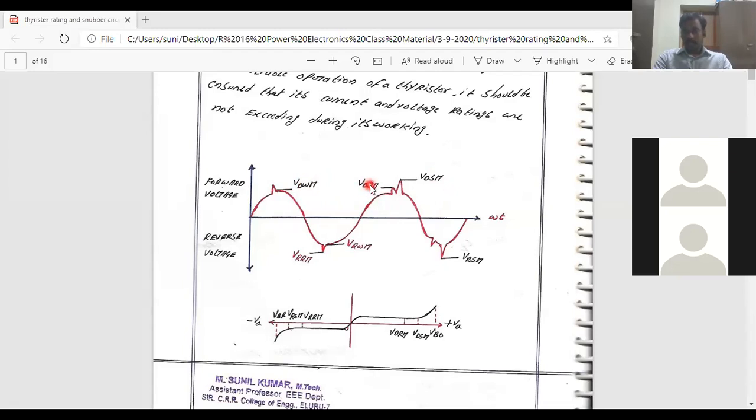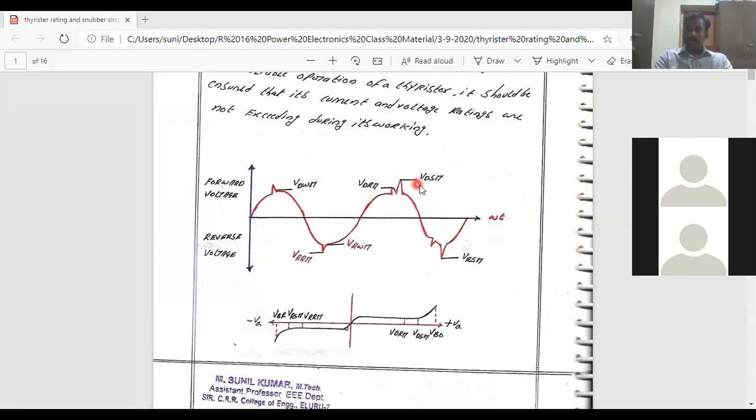Coming to VDRM, R stands for repetitive. It is considered repetitive because this particular magnitude of voltage happens numerous times during the operation. That is this value, and similarly you may have another like that. So VDRM is the forward blocking state maximum repetitive voltage.